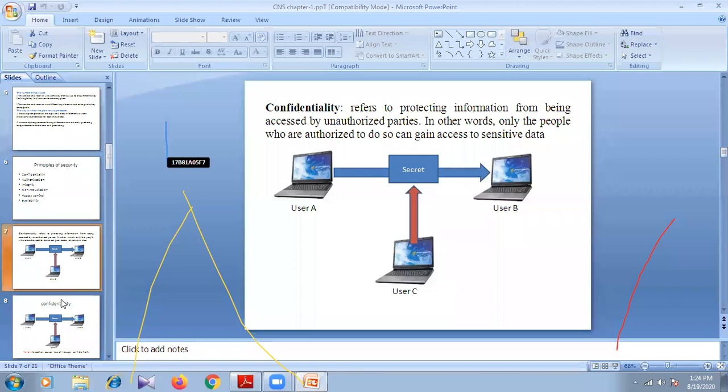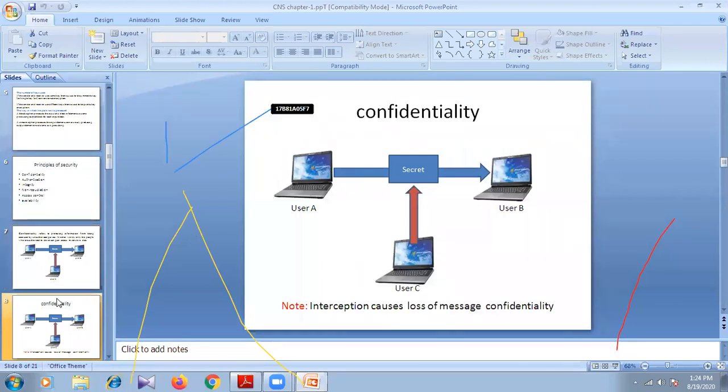Whenever there is confidentiality, that means you send the data from user A to user B safely. That is simply confidentiality. But if you don't have confidentiality between users A and B, that means the loss of confidentiality is called interception.